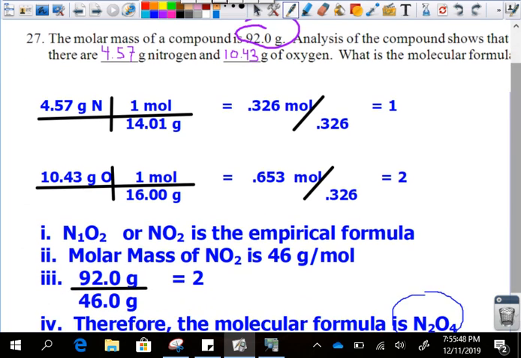27 is the same idea. We have a mass, we're dividing it by the molar mass to get moles. A mass, dividing it by the molar mass to get moles. This one is smaller. Divide them both by the smaller to get to the number of moles.